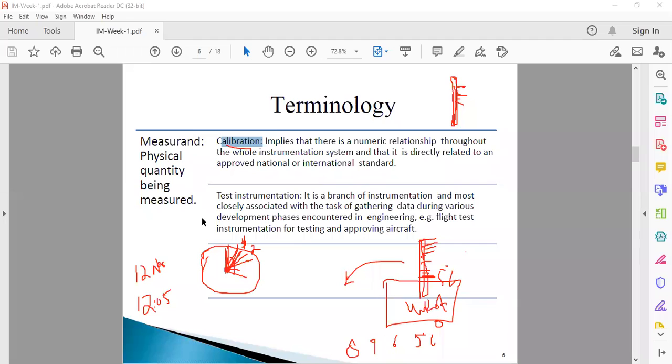Okay, and the second term is test instrumentation. It is a branch of the instrumentation and is most closely associated with the task of gathering the data during various development phases encountered in engineering. That is flight test instrumentation for testing and improving the aircraft. So I have already told you that after the calibration, we have to pass this instrument through a testing phase, so that its calibration is verified many times, and it is error free.